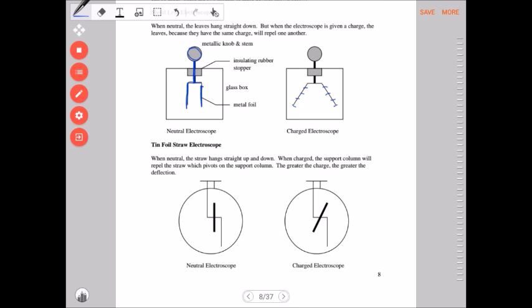The same thing happens with this tinfoil straw electroscope. When it's neutral, the straw, this middle part, hangs straight down. Of course, when it's charged, the support column will repel the straw, which pivots right in the middle. So basically, let's say we give it a whole bunch of electrons, so it's all negative. These parts become negative, the straw becomes negative, and then there's a repulsive force here and a repulsive force there, so the straw bends the way it does. Anyway, so two basic styles of electroscopes.